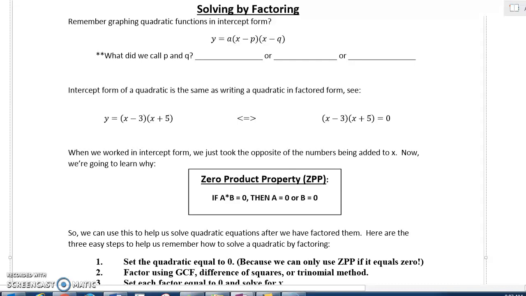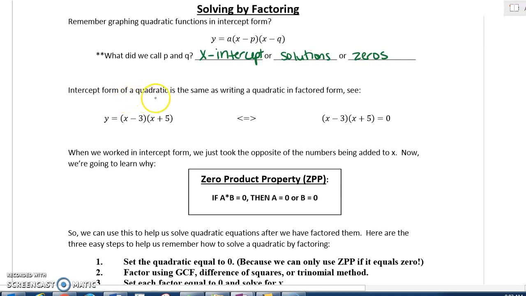All right, remember graphing quadratic functions in intercept form. y equals a times (x minus p) times (x minus q). What did we call p and q? Do you remember? One of them we called x-intercepts. The other we called solutions. We also call them zeros on the calculator. Sometimes they even call them roots, just so you know.